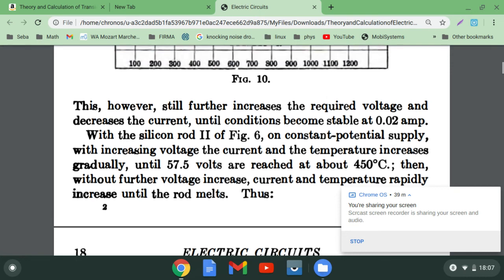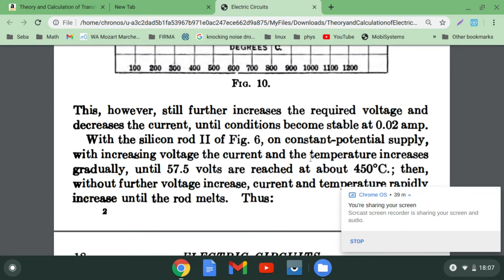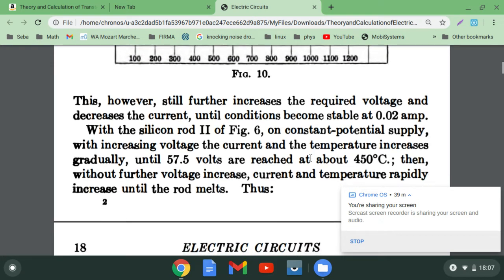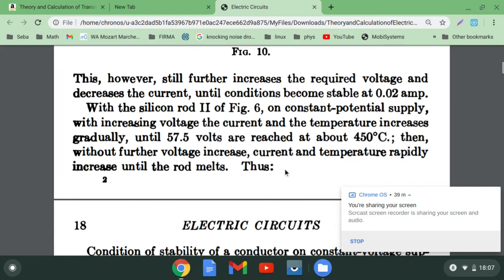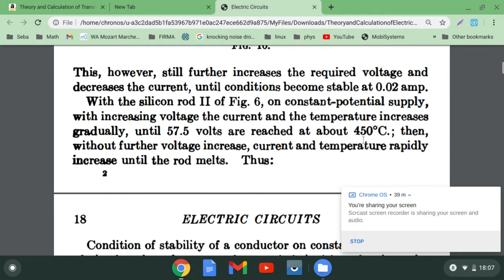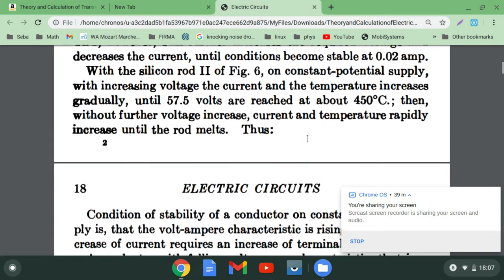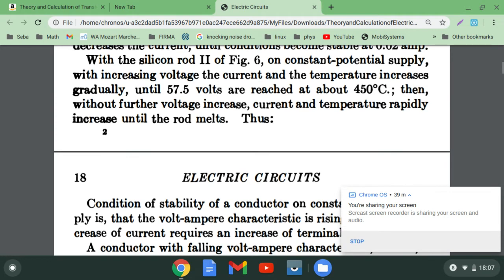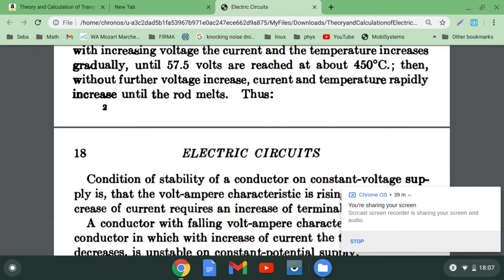amp. With the silicon rod 2 of figure 6 on constant potential supply with increasing voltage, the current and the temperature increase gradually until 57.5 volts are reached at about 450 degrees centigrade. Then, without further voltage increase, current and the temperature rapidly increase until the rod melts.